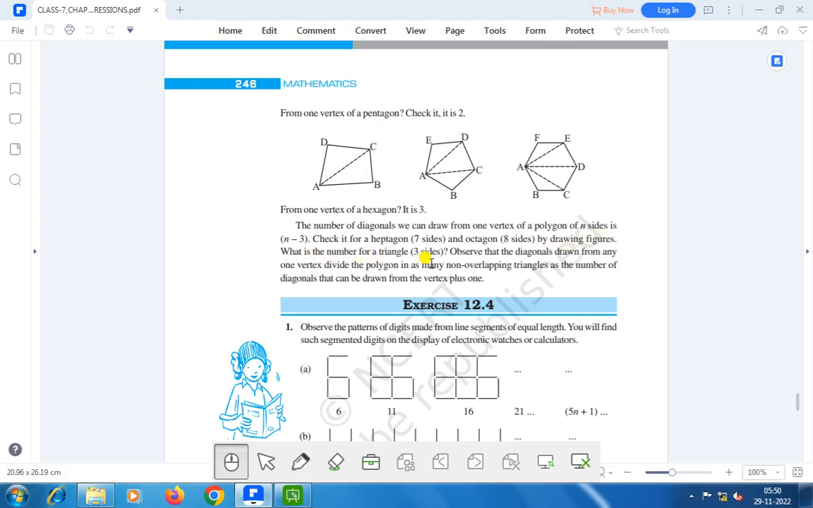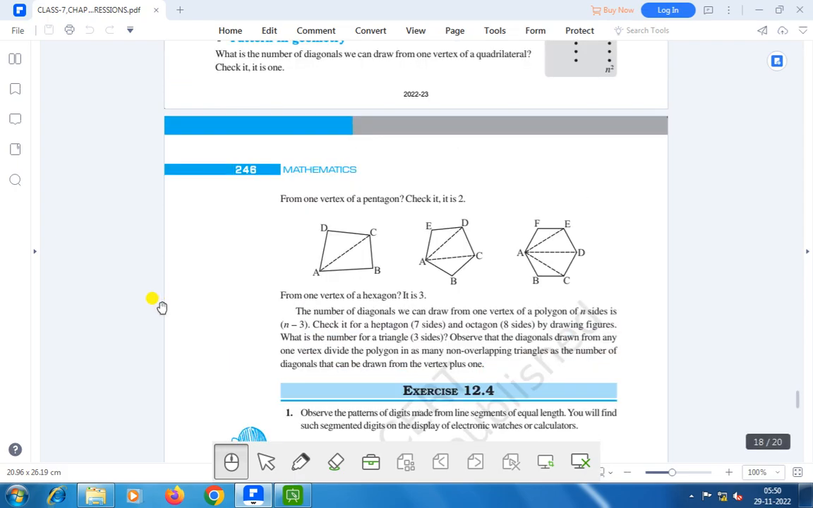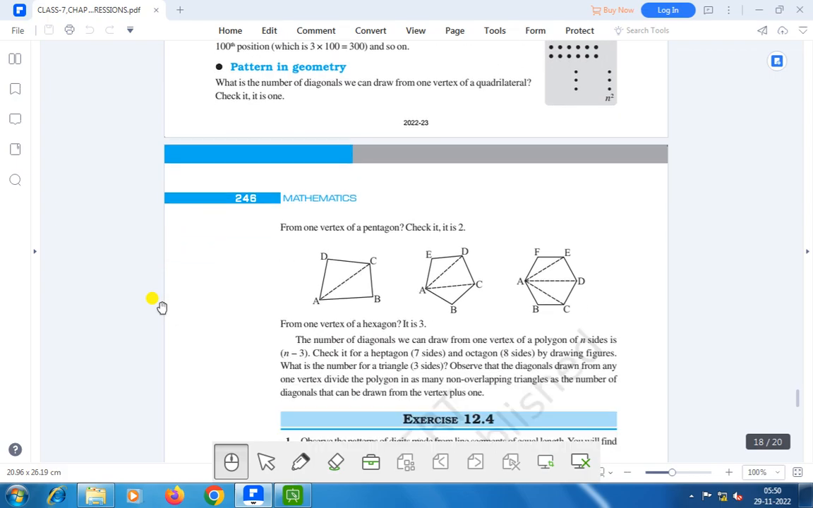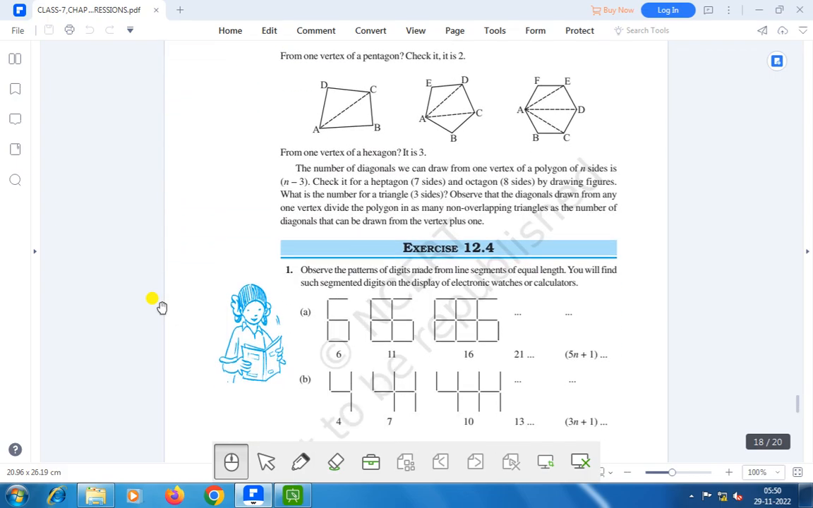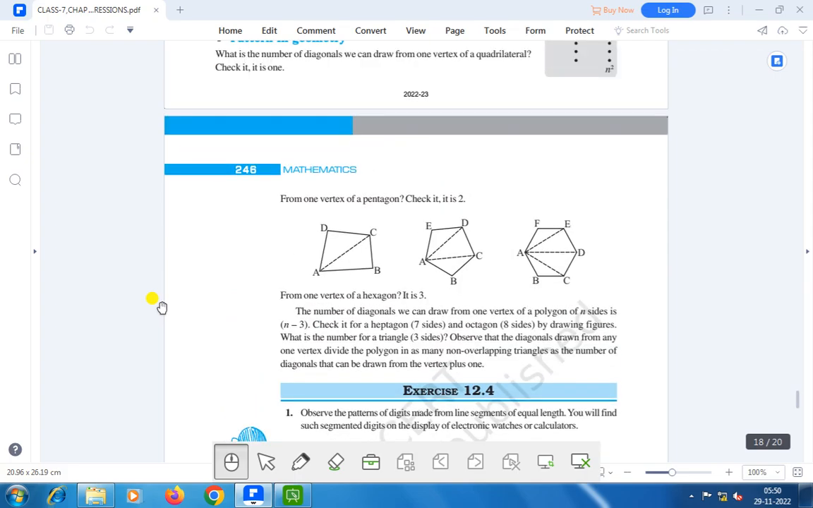What is the number for a triangle with 3 sides? Observe that the diagonals drawn from any one vertex divide the polygon into as many non-overlapping triangles as the number of diagonals that can be drawn from the vertex plus 1. Right? These are the different forms or patterns in geometry. Now also I will discuss various exercises to solve the problems.